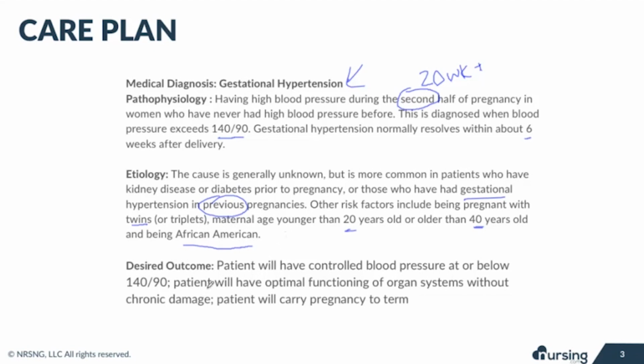So our desired outcome, so these patients will have a controlled blood pressure at or below 140/90. That is our outcome that we want to achieve. And this will help have optimal functioning of the organ system. So we're not going to cause kidney damage if we can get our blood pressures in a good range. We want to see good kidney function, good organ function. And then the patient will hopefully carry the pregnancy as close to term as possible.